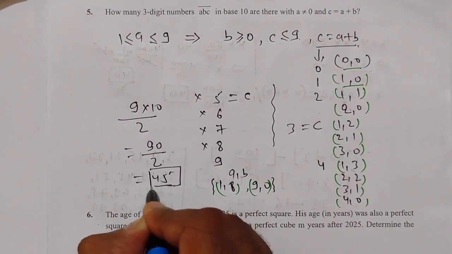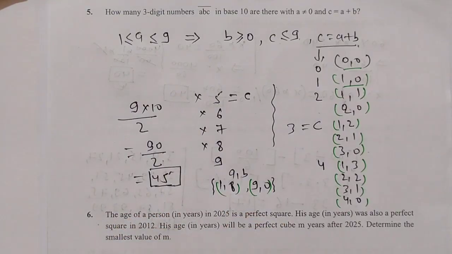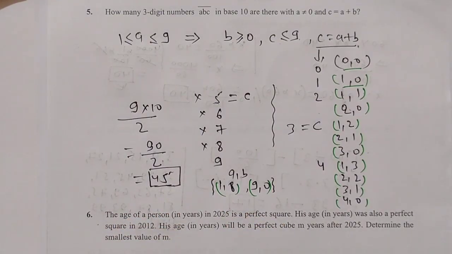So the total number of possible 3-digit numbers is 45.